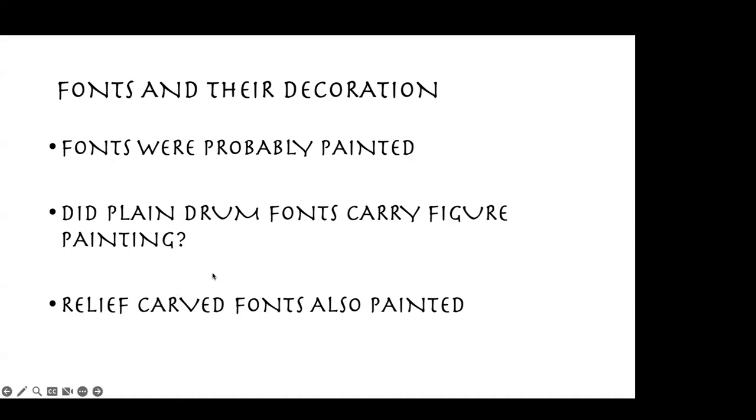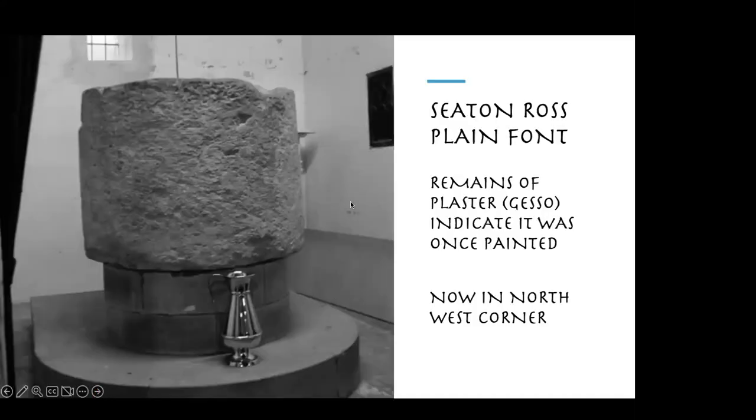Did the plain drum fonts carry figure painting? We have no idea. There's no documentary evidence about it at all. Were relief carved fonts also painted? I would guess so, given that other parts of the church were painted. Even at Escombe, there is decoration on the chancel arch, and that's 670. Whether or not it's contemporaneous, I'm not quite sure.